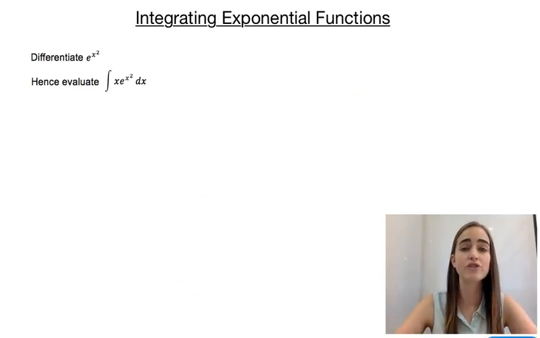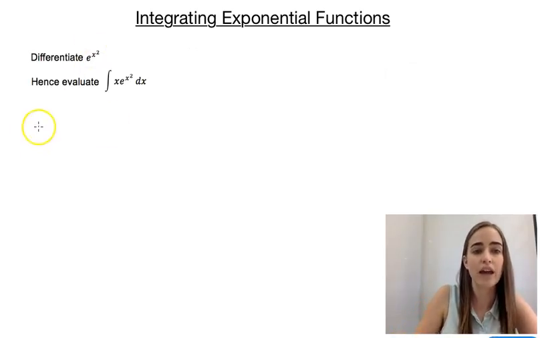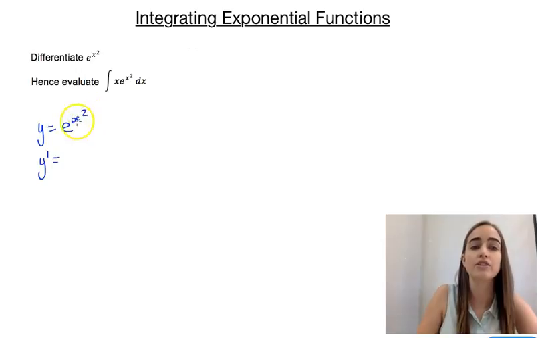Our last example has two parts. First, it asks us to differentiate e to the power of x squared. Then it asks us to evaluate the integral of x e to the power of x squared with respect to x. So let's have a look at this first bit. So let's just call it y equals e to the power of x squared. And if we differentiate that, we would have the derivative of the power, so 2x, multiplied by the original function, so e to the power of x squared.